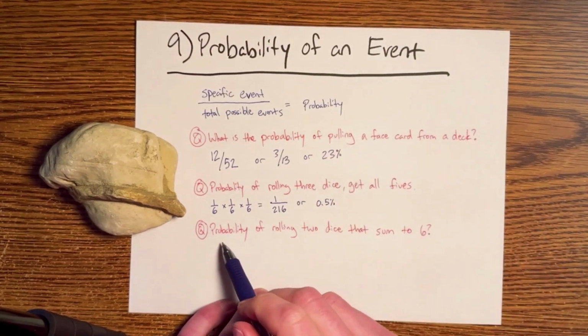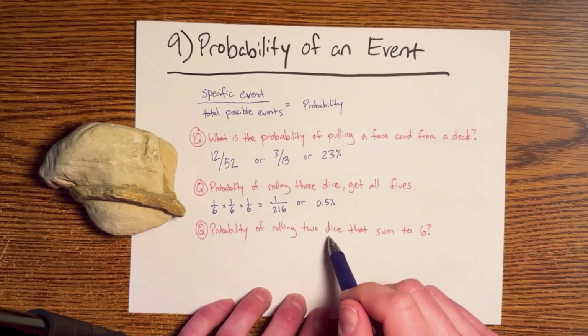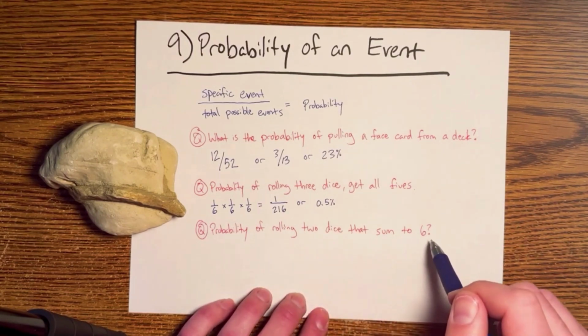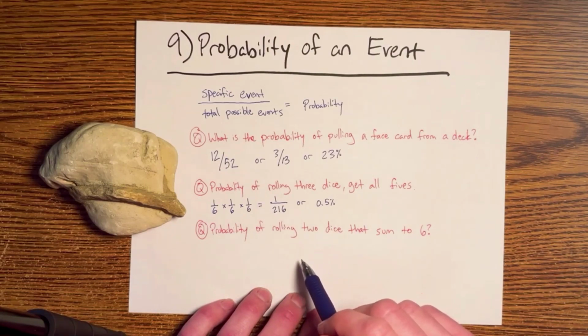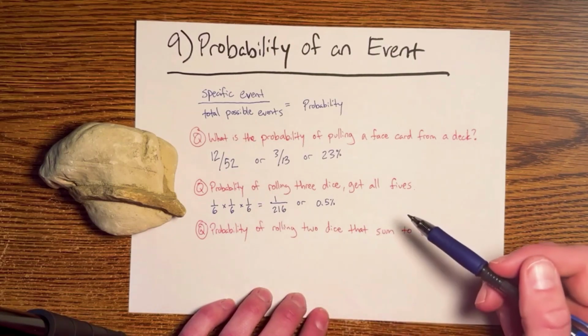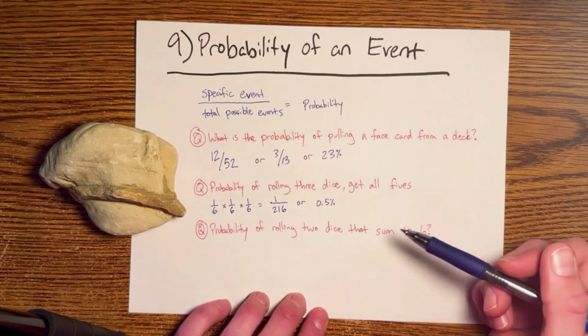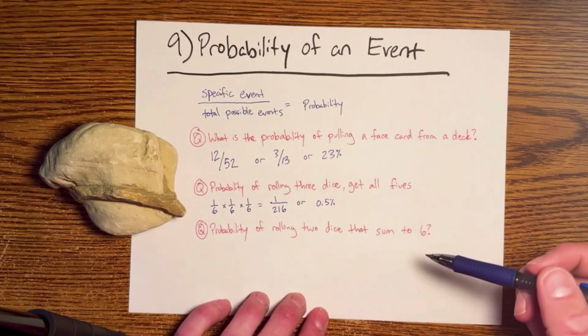Similarly, a question could ask, what is the probability of rolling 2 dice that sum to 6? So basically it's asking, what is the likelihood that you roll 2 individual dice and they add up to be 6? So of course, anytime that one of the dice rolls 6, the other one has to be more than that.